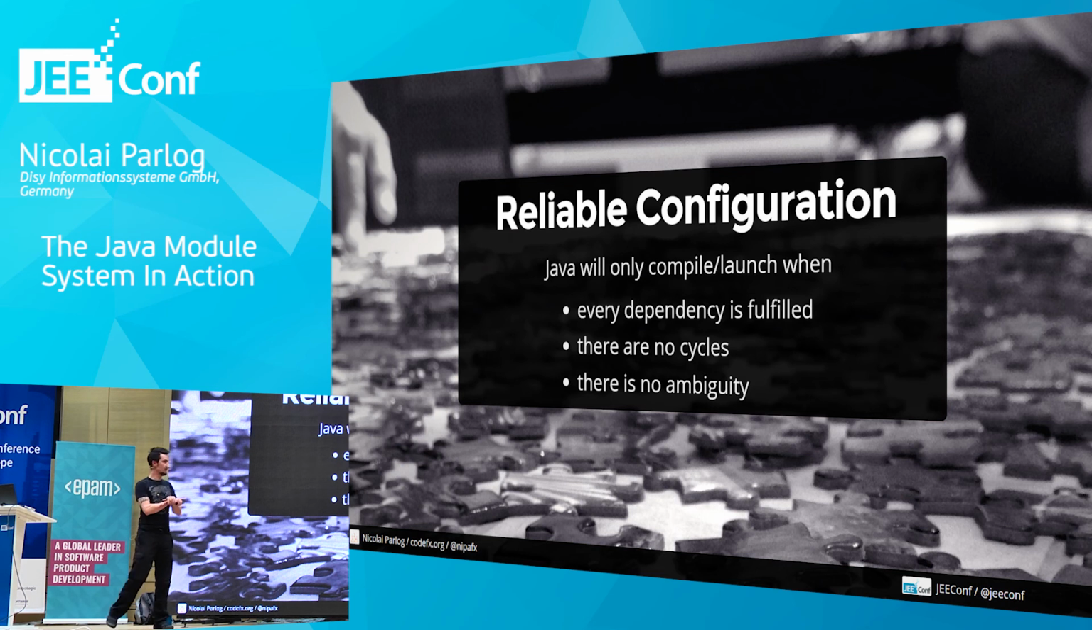And reliable configuration is now very simple. Java will only compile and launch when all the dependencies are fulfilled and they're actually there. You cannot have missing jars anymore. There are no cycles. If you have cyclic dependencies, it won't work, because if you have them, you didn't modularize well enough. And there's no ambiguity. That means there are no two modules with the same name, or two versions of the same module, for example. So as soon as the compiler or the JVM finds a situation which is not crystal clear, it will just throw an exception and be done with it, which is good, because it breaks fast.